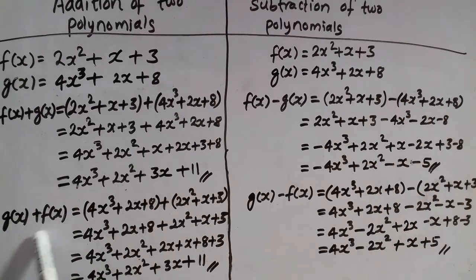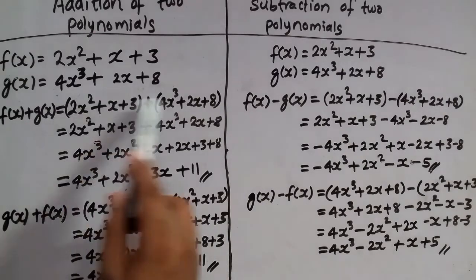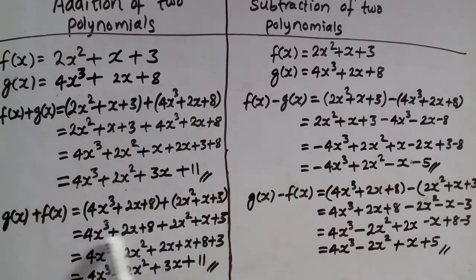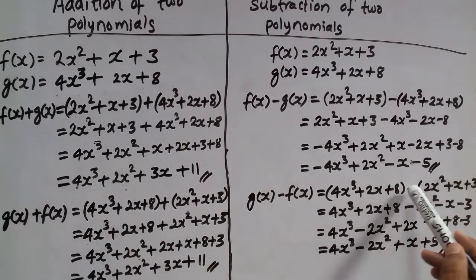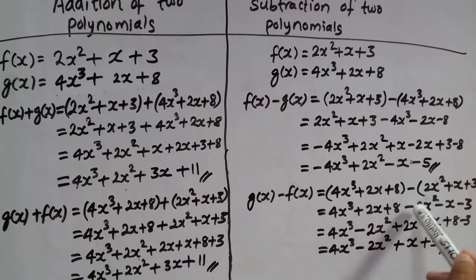Now we are going to add g(x) plus f(x). For this, first the g(x) polynomial is written, then the f(x) polynomial, then the bracket is opened. As before, there is no difference in opening the bracket in addition, but in subtraction opening the bracket makes a difference because there is a change of sign of the second polynomial due to subtraction. Minus into plus minus, minus into plus minus, minus into plus minus.